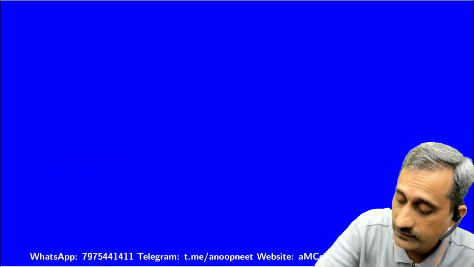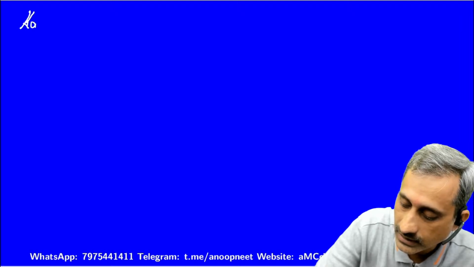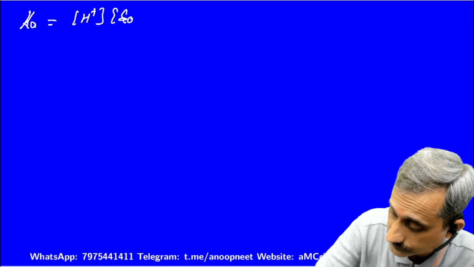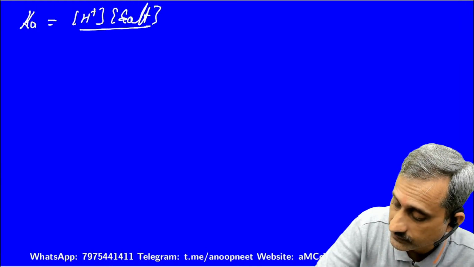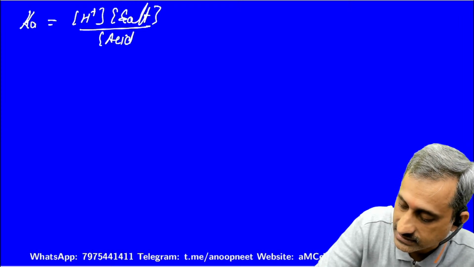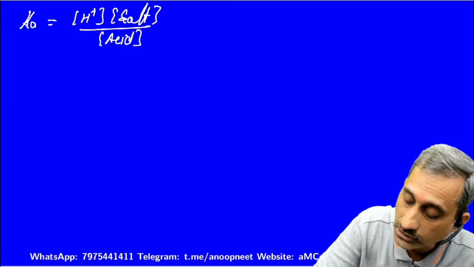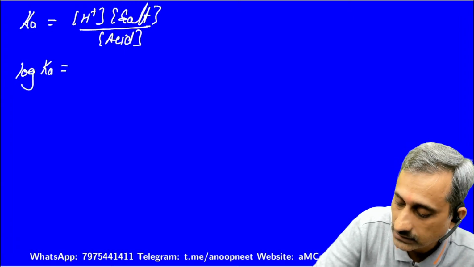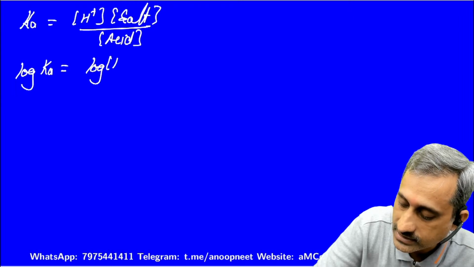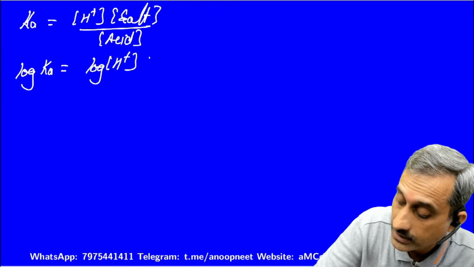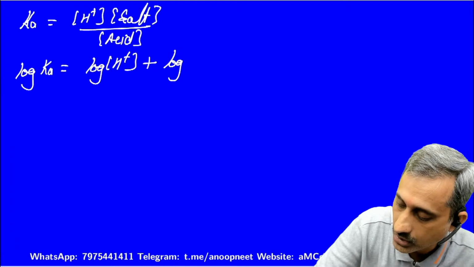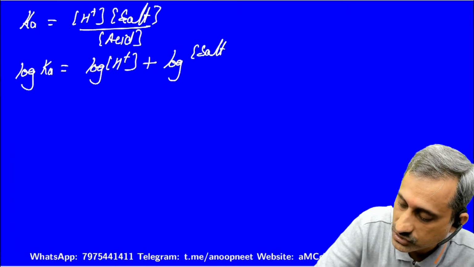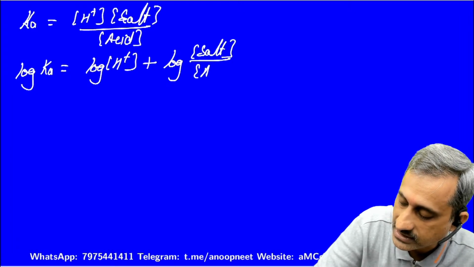Now, what we can understand is, here we have Ka is equal to concentration of H plus into concentration of the salt divided by the concentration of the acid. Let's take the log of it. Log Ka will be equal to log of concentration of H plus plus log of concentration of the salt divided by the concentration of the acid.